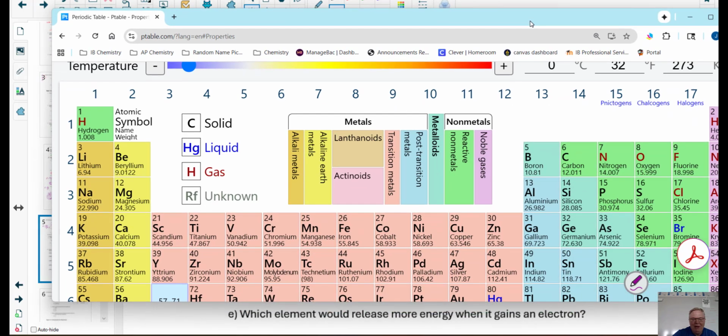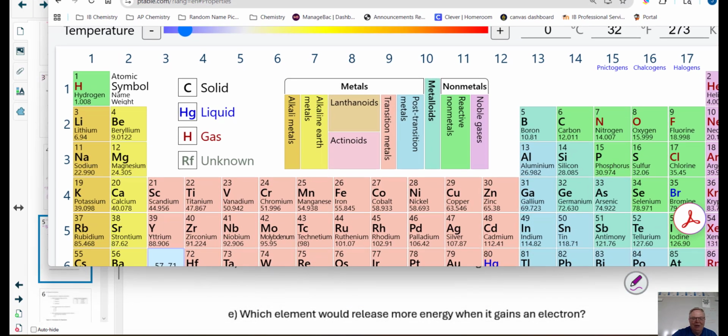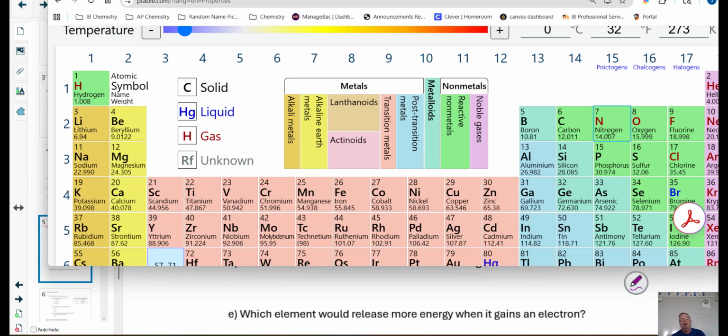Which element would have a larger radius? Well, obviously this has 3 rings as compared to fluorine having 2. So sodium would have a much larger radius. Which element would have the higher electronegativity? Well, electronegativity is how easy something is to attract electrons. So the smaller atoms have a higher electronegativity.